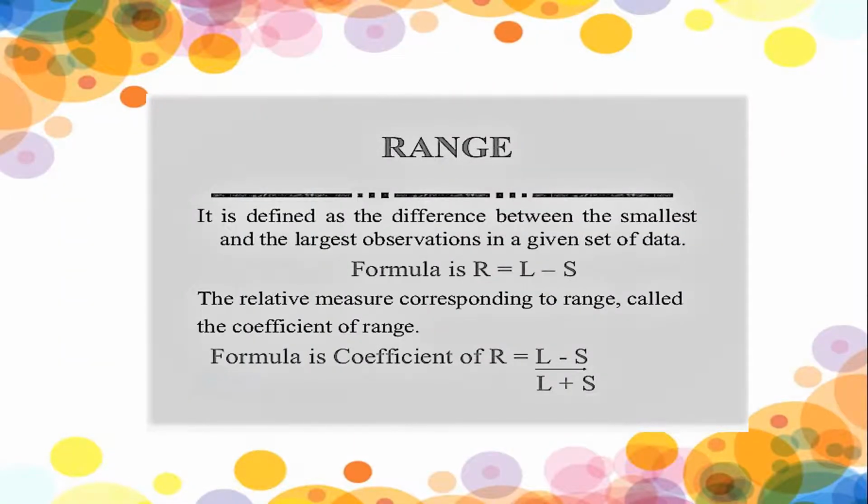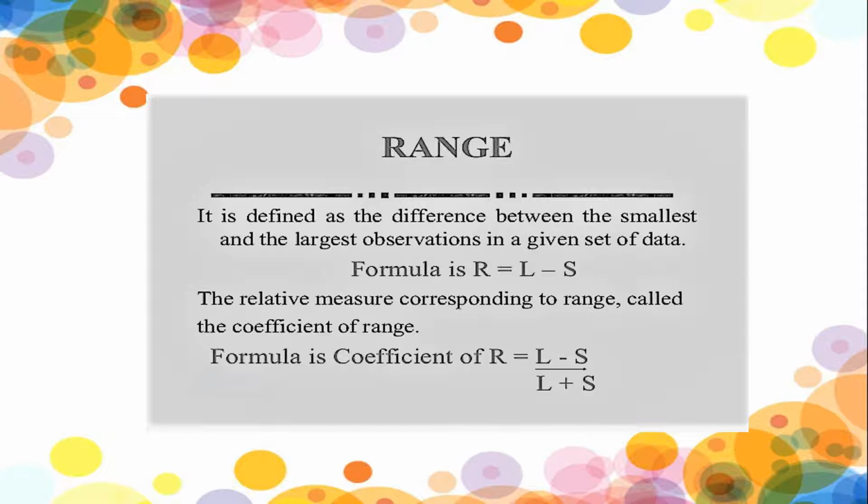Let's begin with the definition. Range is defined as the difference between the smallest and largest observations in a given set of data. That is, range is determined by only the two extreme data values. The formula is given as L minus S, where L indicates the largest observation and S indicates the smallest observation in the given set of data. The relative measure corresponding to range is called the coefficient of range, and the formula is the ratio of L minus S to L plus S. These are the formulas for finding the range and coefficient of range.